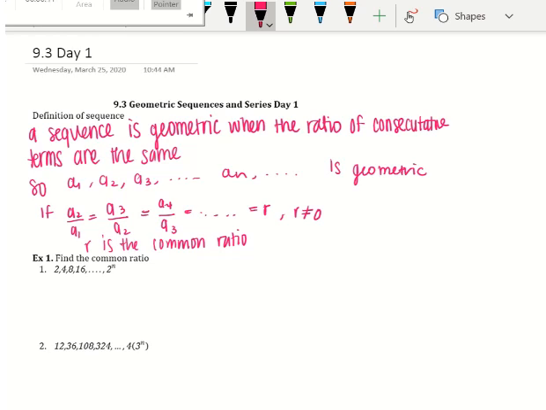Okay, so example number 1 says find the common ratio, and we have 2, 4, 8, 16 all the way to 2^n. So we're basically going to divide 4 divided by 2, that gives you 2, and then the third term divided by the second term, that also gives you 2, and then just to do the other one, 16 divided by 8, that also gives you 2. So 2 is the common ratio.